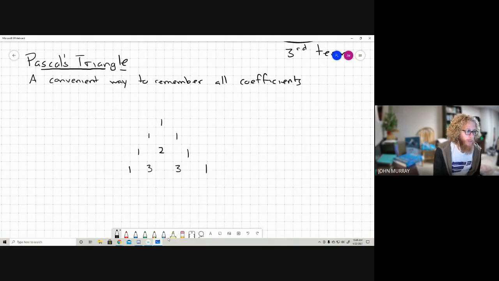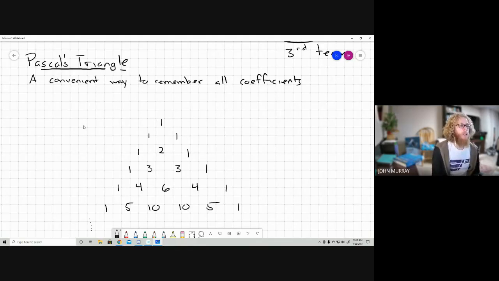Fifth row is 5 numbers. 1, 4, 6, 4, 1. And I'll do one more. The sixth row has 6 numbers. 1, 5, 10, 10, 5, 1. And we can keep going on forever with this. Okay, but we can kind of see how it's a triangle, right?